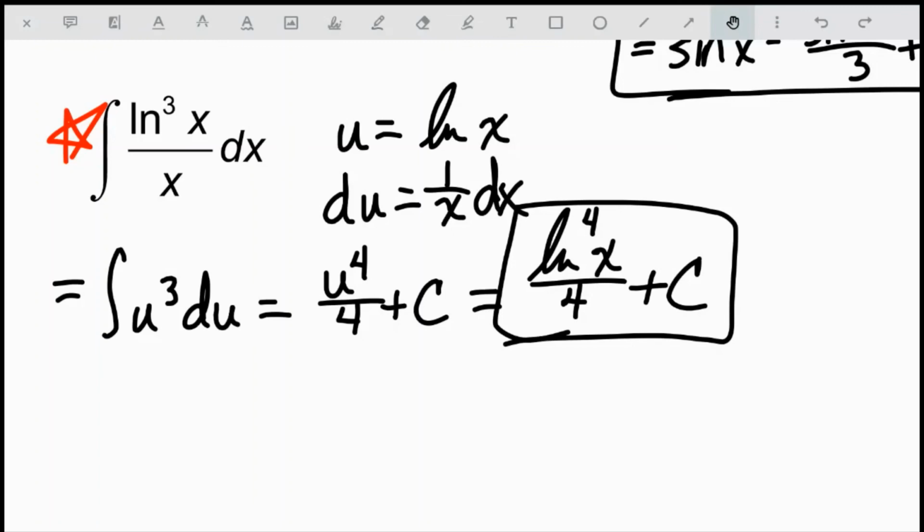So it might not be obvious at the very beginning, but we do have a natural log of x here, and we do have a 1 over x here. So if I make my u natural log of x, my du is 1 over x dx. So I actually already have everything I need. When I do my substitution, this is really just u cubed, and then do your power rule, and then just back substitute, and we have natural log of x to the 4th over 4 plus c. So take note of that one.